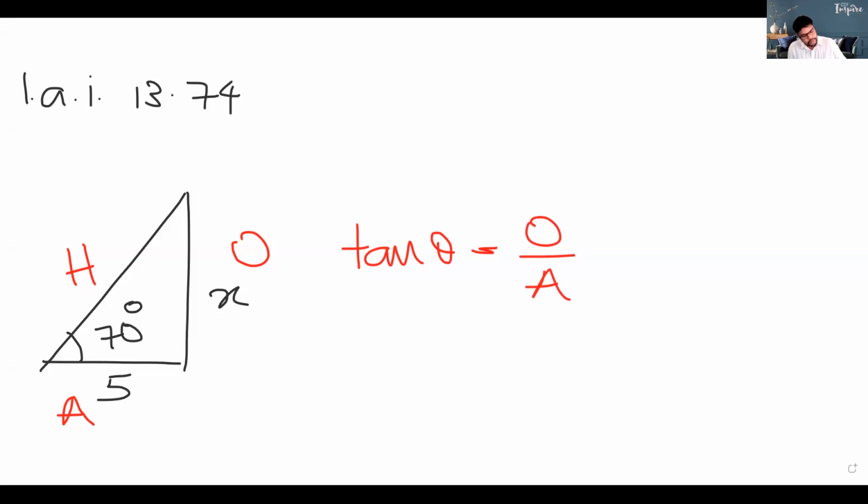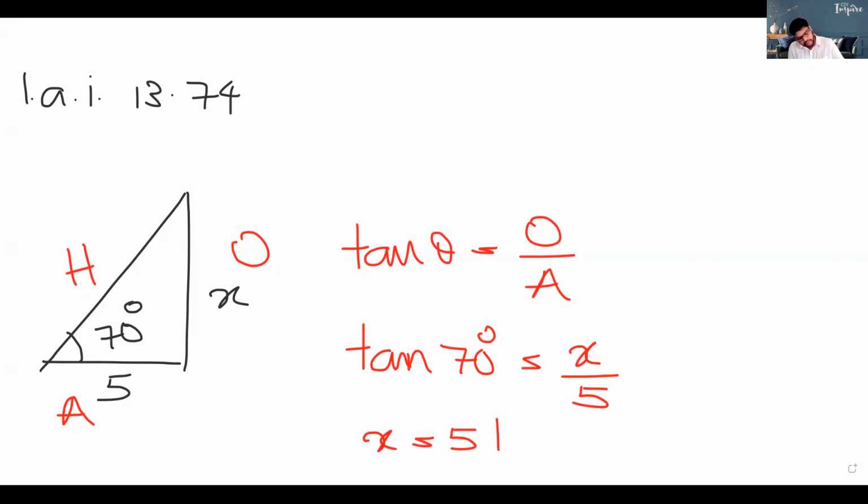Once you substitute your values, we substitute tan 70 here. For the opposite, we substitute x, and the adjacent is 5. So you multiply everything by 5, you get 5 tan 70 degrees. Now you can enter this into your calculators and it will give you the answer. If you round that answer to 2 decimal places, you will get 13.74.